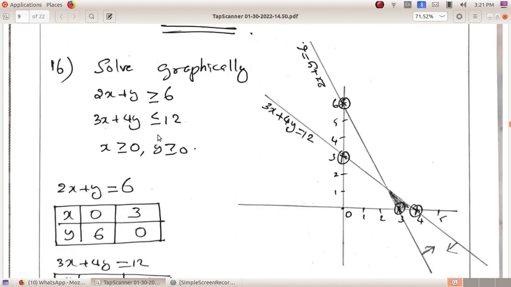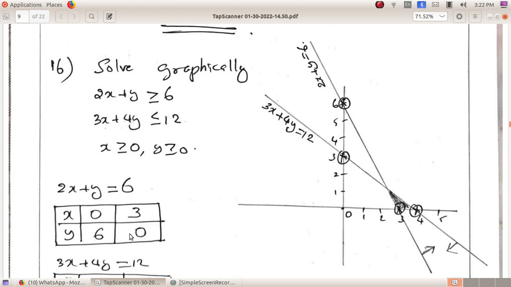Then graphical method to solve the inequalities. 2x plus y greater than or equal to 6, 3x plus 4y less than or equal to 12, x greater than or equal to 0, y greater than or equal to 0. First you take this inequality, 2x plus y greater than or equal to 6. First you imagine this as equal. Okay. Then you make a column or table like this, x, y. So first you fill here 0 and here 0. Then this 0 means what? x equal to 0. What happens when x equal to 0? 2 into 0, that is 0. 0 plus y equal to 6, that is y equal to 6. Okay. So you got the value of y.